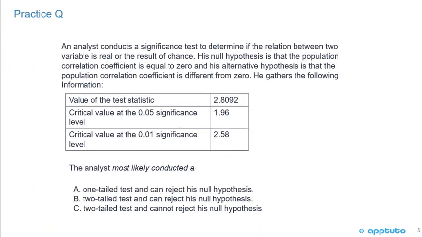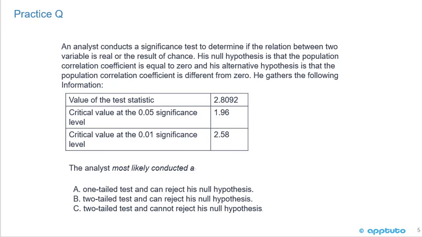Let's do a quick little practice problem to check our understanding. An analyst conducts a significance test to determine if the relation between two variables is real or the result of chance. His null hypothesis is that the population correlation coefficient is equal to 0, and his alternative hypothesis is that the population correlation coefficient is different than 0. He gathers the following information. The value of the test statistic is 2.8092. The critical value at the 5% significance level is 1.96. The critical value at the 1% significance level is 2.58.